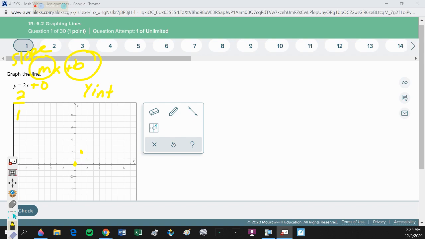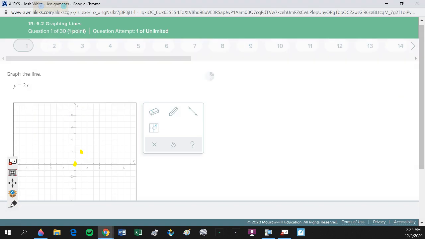We read from left to right, so we're always moving from left to right. So up would be up to the right, and down would be down to the right. That is not the case.